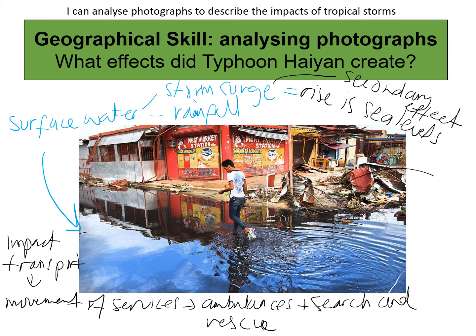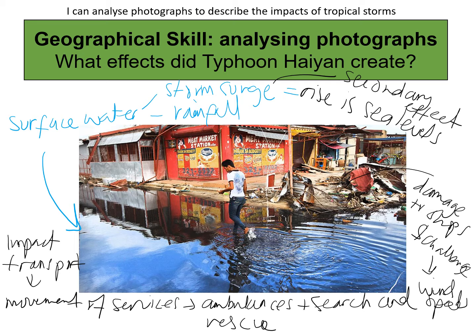Similarly, we can see here that we've got lots of damage to shops, which is going to be an economic challenge, and that's because of the wind speeds. And we know that the wind speeds were just under 200 miles per hour. Okay. You could also infer from this that this damage to the shops could lead to unemployment because people are not going to be able to work.